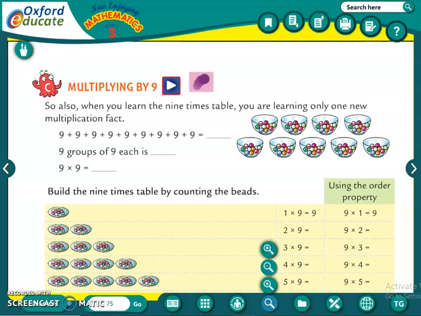Here it is given 9 bowls. How many bowls are there? 9 bowls. And in each bowl, 9 balls are there. So there are 9 groups of 9 each, and do you know what 9 nines are? 9 nines are 81. So here you have to write 81 in all this answer. This is an addition sentence and this one is a multiplication sentence.